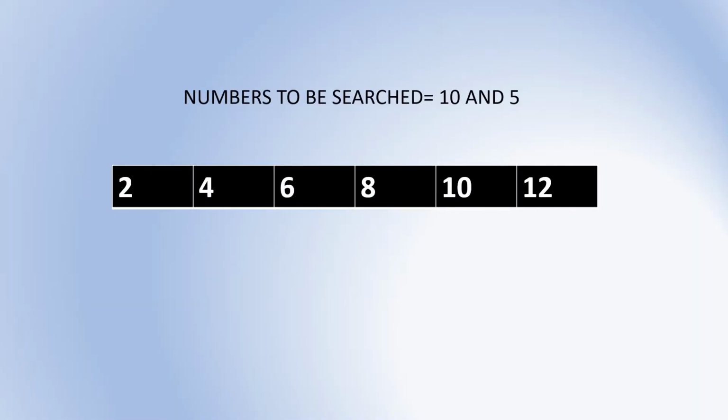Let's say we have a sorted array which has 6 elements and we have to search whether 10 and 5 are in this array or not. Traditionally, we would have iterated by checking each and every element of the array, and on the 5th and the 7th iteration we would have come to know that 10 is present in this array and 5 isn't.